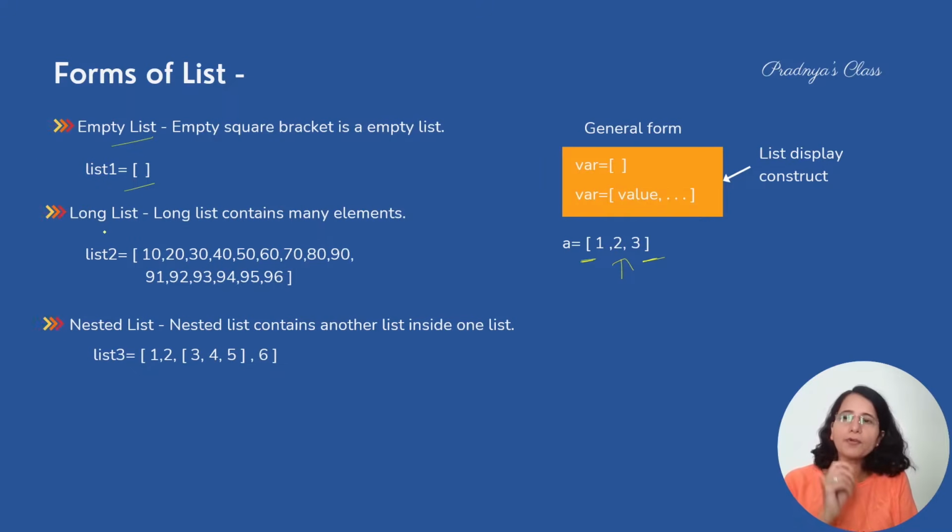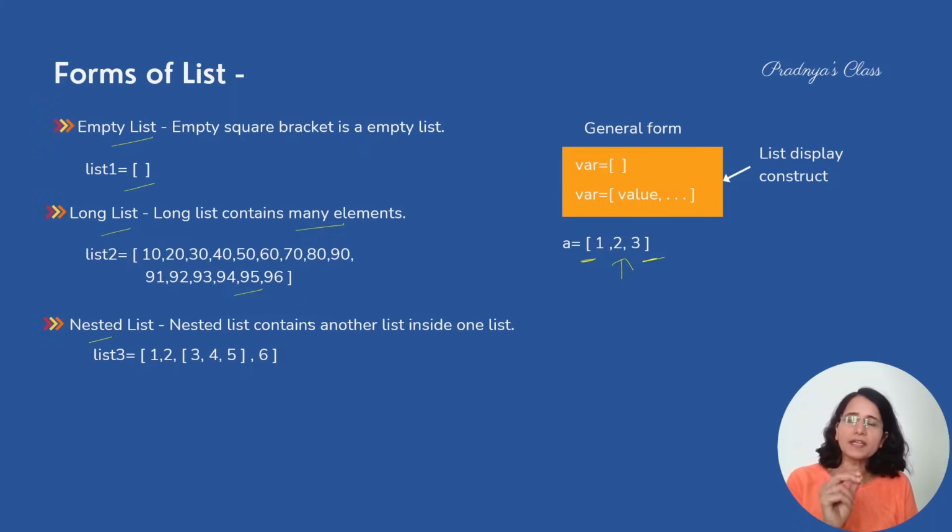The second type of list is long list. Even a list can contain many elements. So we can write the elements in a square bracket and we can continue that list in the next line also. And there is one more form of the list, that is nested list.